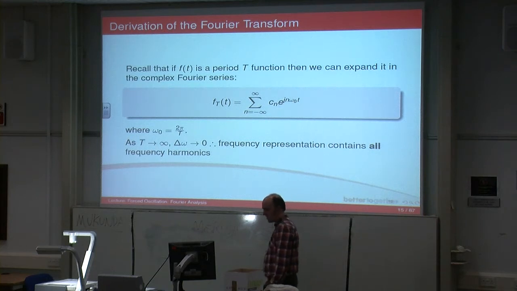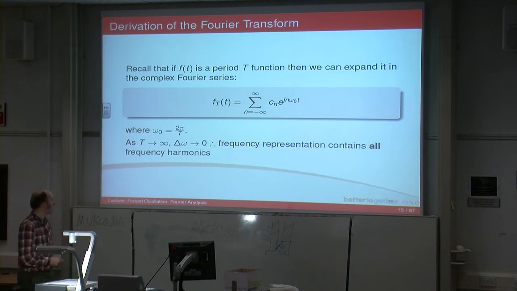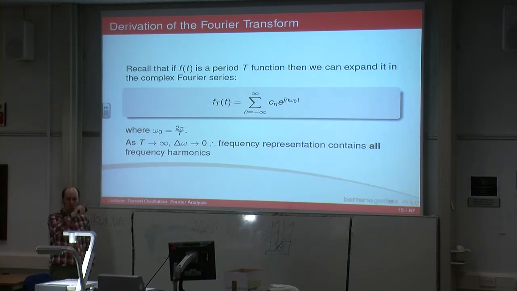As we discussed, as T goes to infinity, omega naught, or delta omega, the difference between the two omegas, if you think about the frequency spectrum, you've got these discrete points, that goes to 0. So the frequency representation contains all frequency harmonics, as we talked about. Those discrete points, at certain values of a of n and b of n, become a continuous line, because the difference between those signals is so small that you can actually draw it as a line.